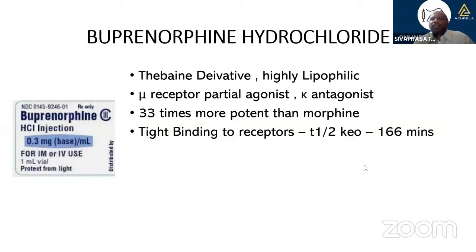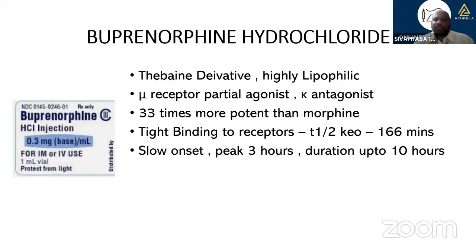If you see the T half Ke0, for fentanyl it's only 6 minutes. That is, fentanyl will unbind from the receptor within 6 minutes. But once buprenorphine binds to its receptor, the mu receptor, it takes 166 minutes for it to unbind from the receptor. So it becomes long acting. It has a slow onset. It peaks in 3 hours, but the duration of its action is 10 hours. That is why they are adding this drug into spinal, epidural, and nerve blocks.